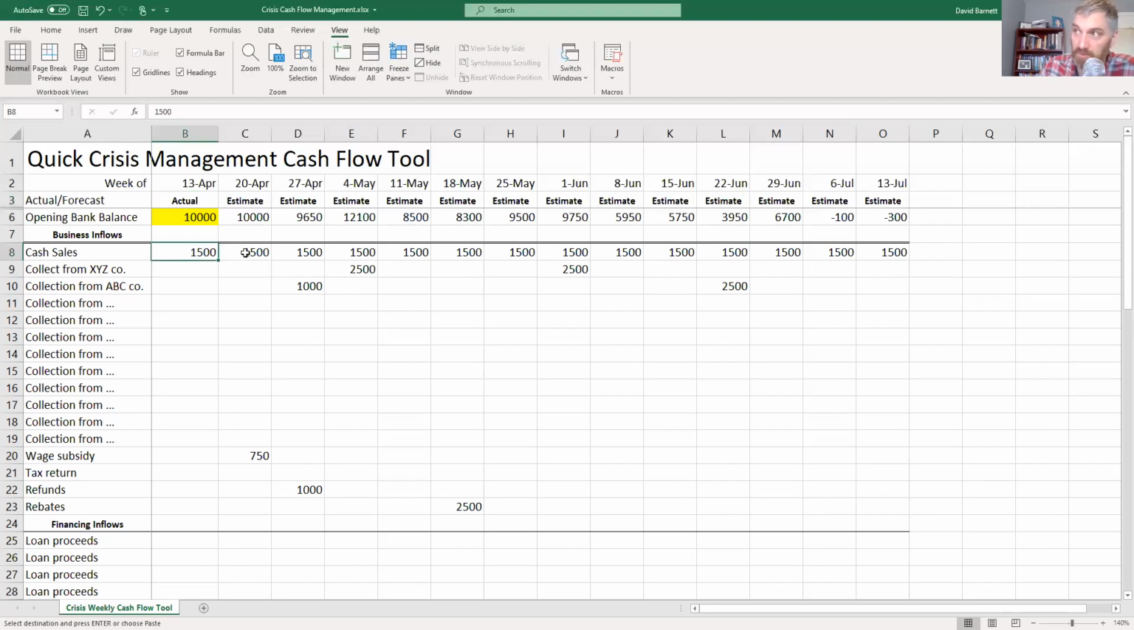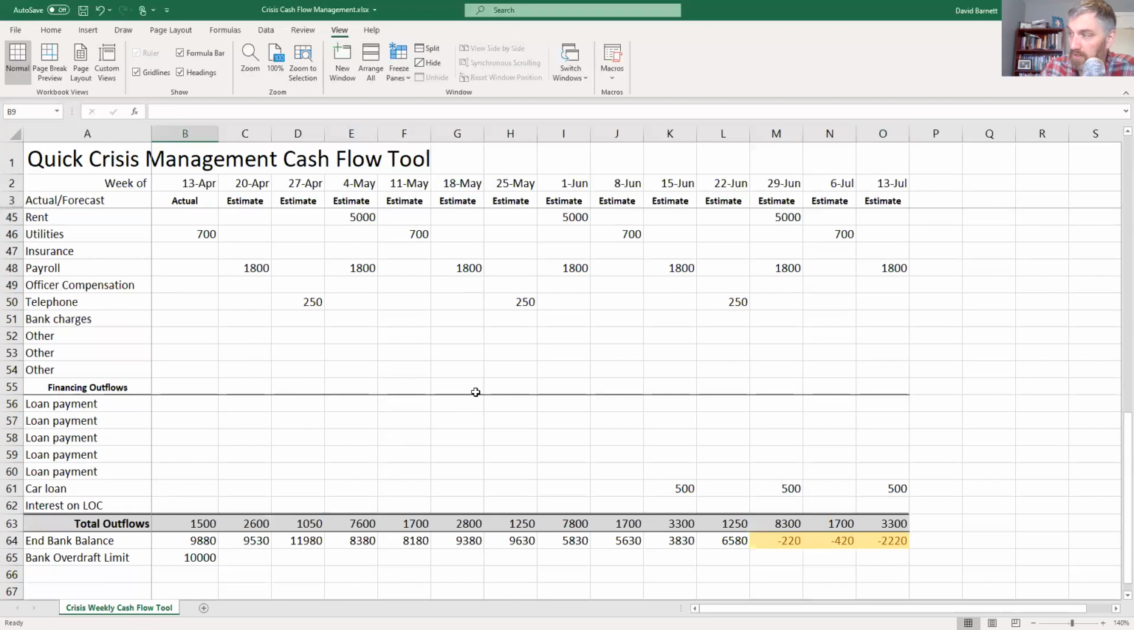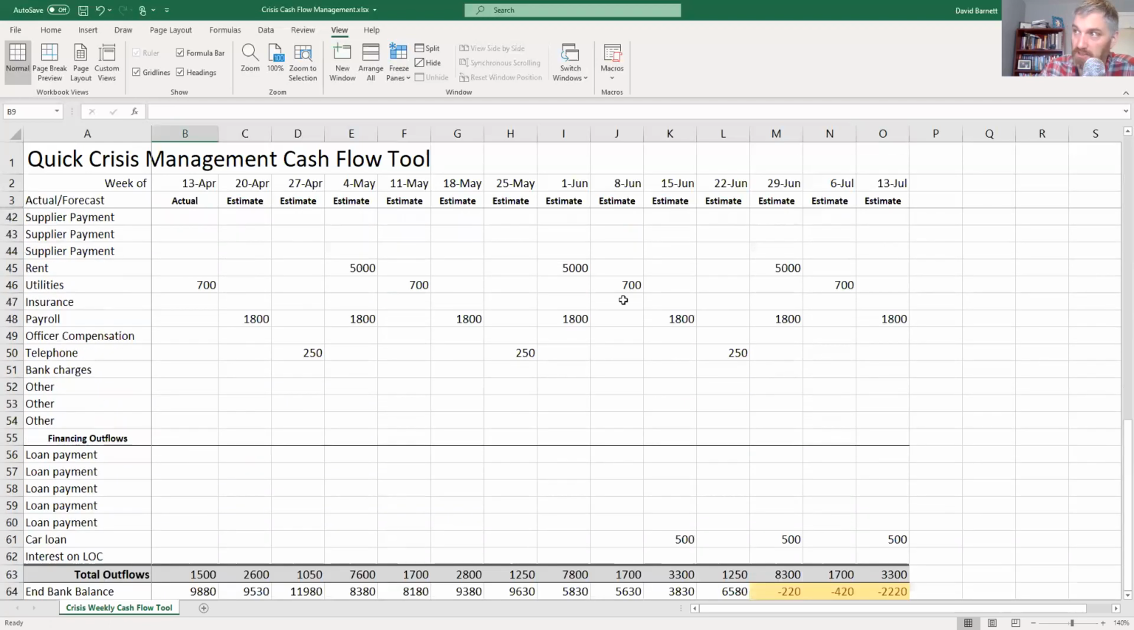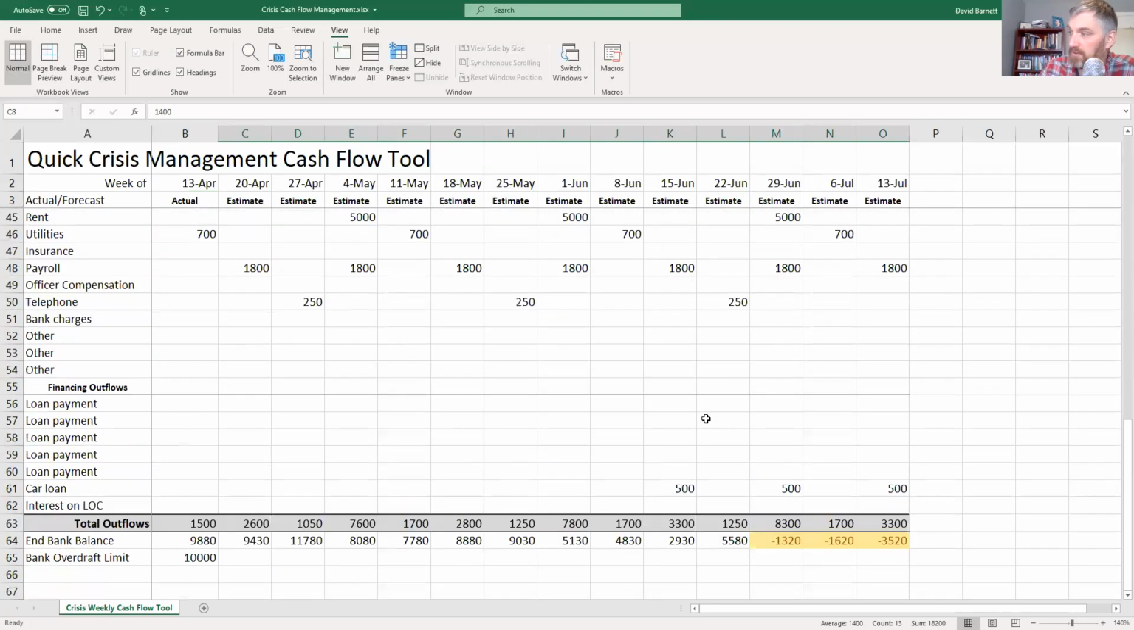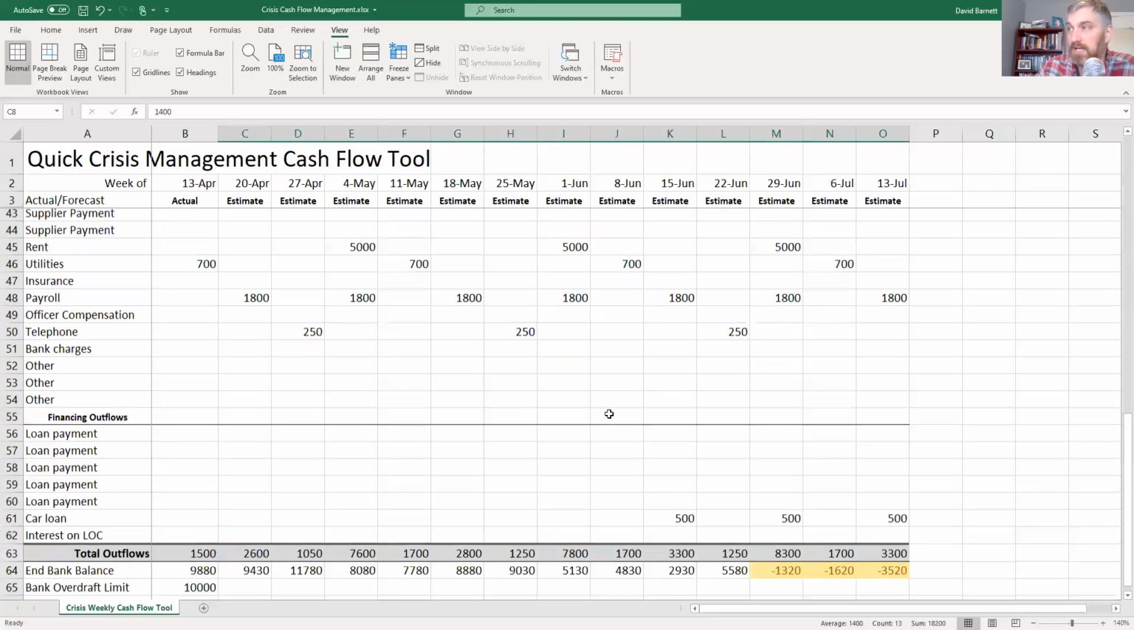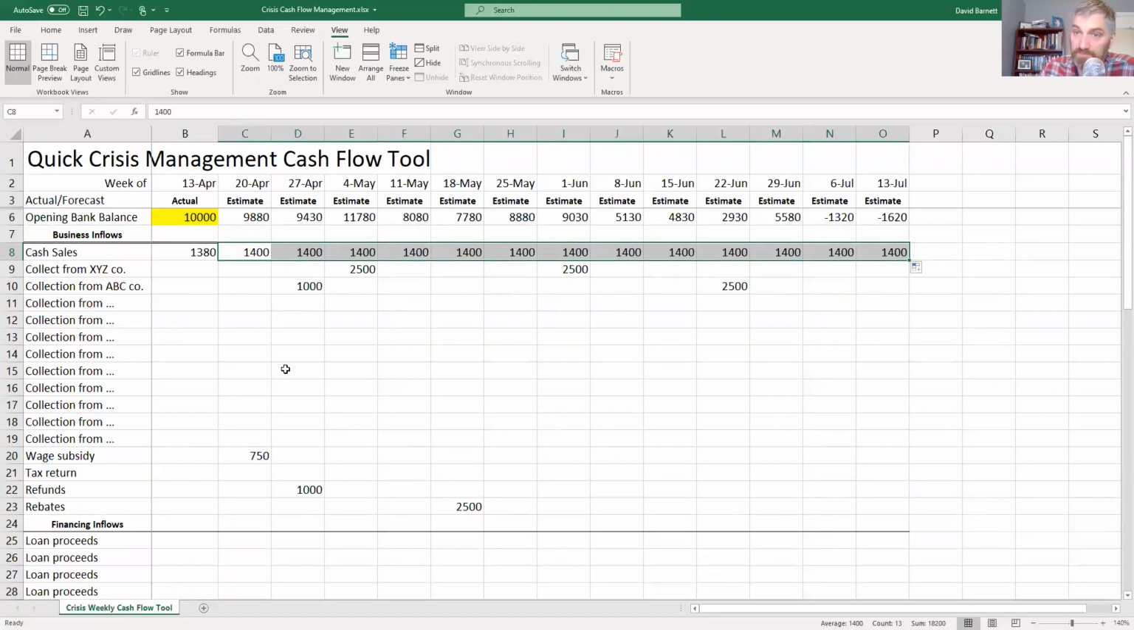Based on this week's sales, do I really think I can do 1,500 next week? Well, let's say you only did 1,380. What did that do for us? Well, now we can know. We can go right down to the bottom and see the long-term impact of that change. But if it now makes us feel that we can only do 1,400 a week in sales, I can drag that out. Now I've changed my forecast. And if I come down here at the bottom, it's changed the outcome of my bank balance as well. So this is the Quick Crisis Management Cash Flow Tool. It's a much simplified version of what you would build if you went through all the steps of the cash flow forecasting program.